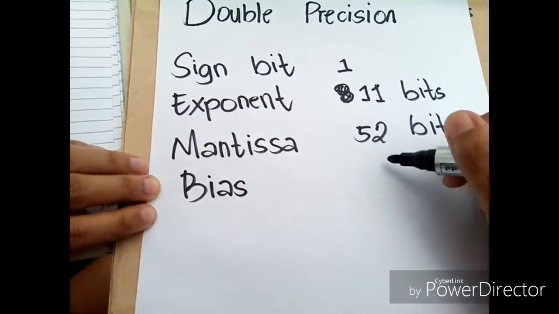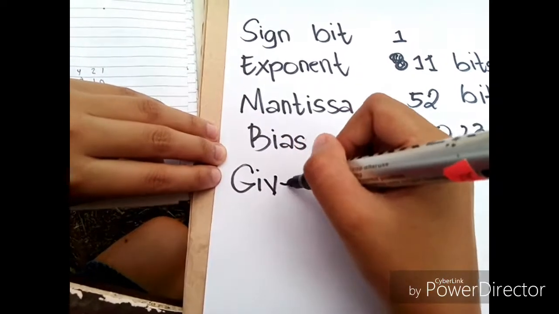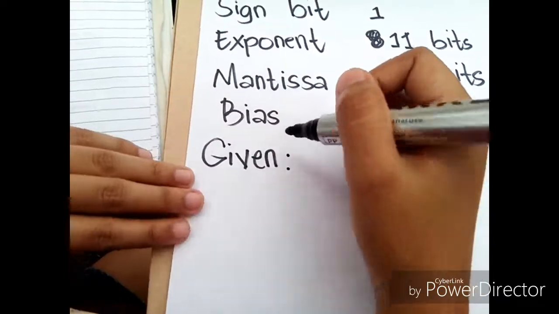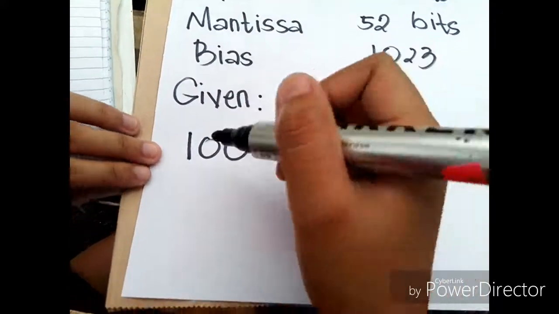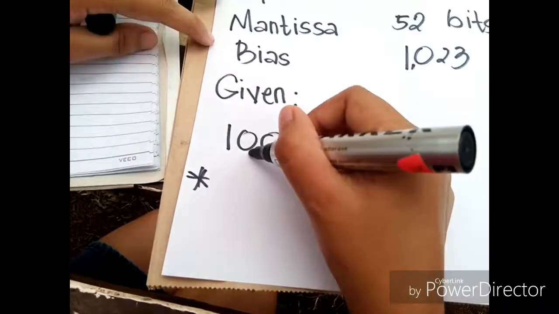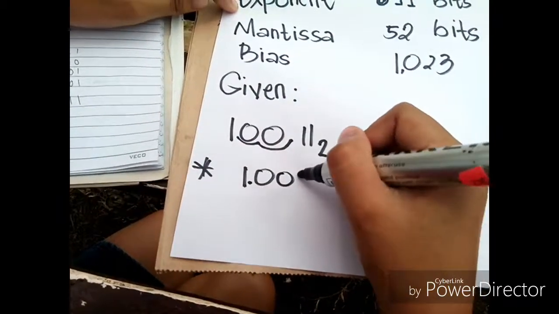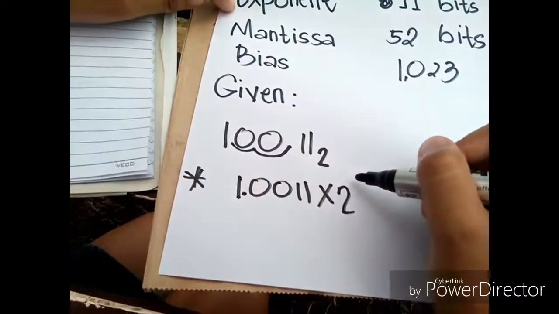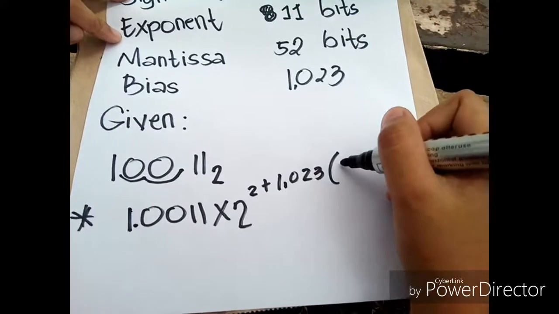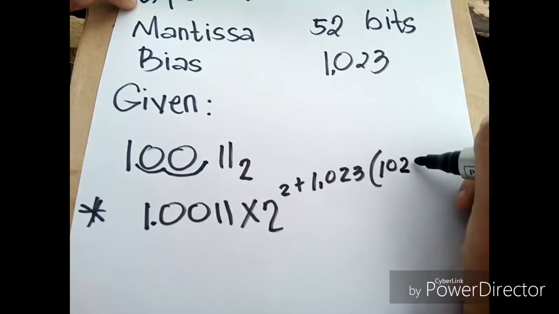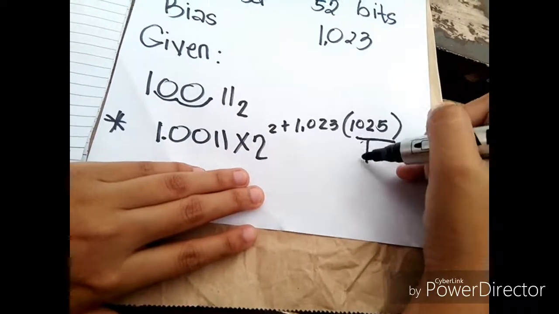So let's try the same number as what we did in the single precision. So the given would be 1. Scientific notation, same as what we did in the single precision. That will become 1.0011 times 2 to the power of the moves, plus 1023. That would become 1025. So let's convert it into a binary number. That would become 1 followed by 9 zeros and 1.